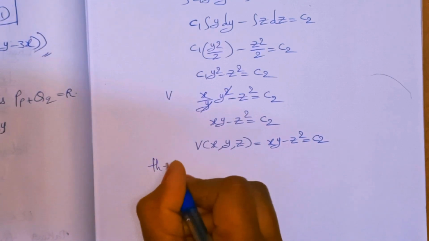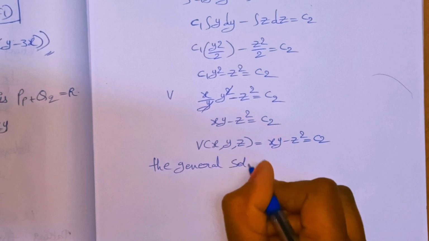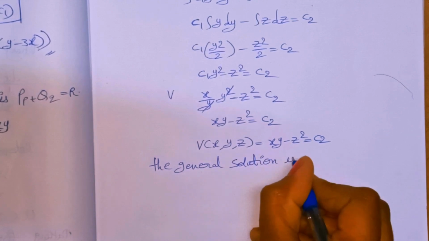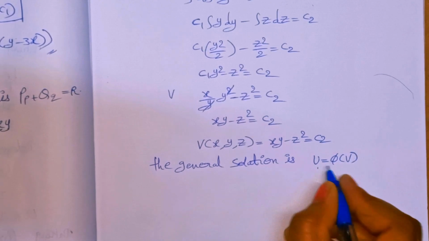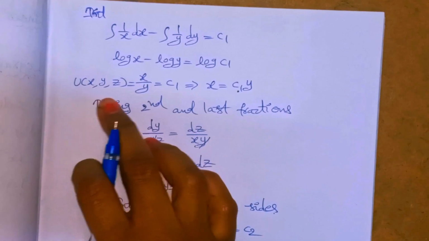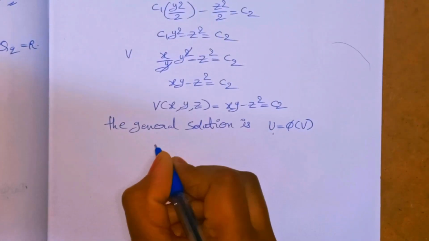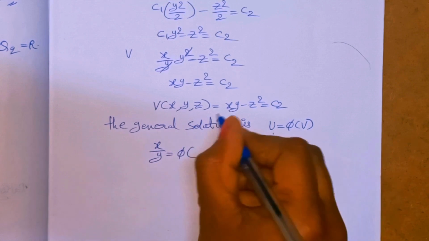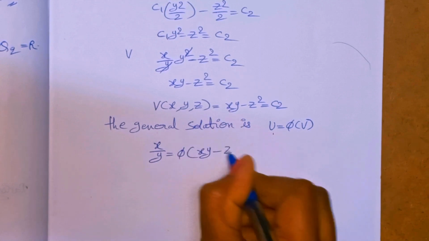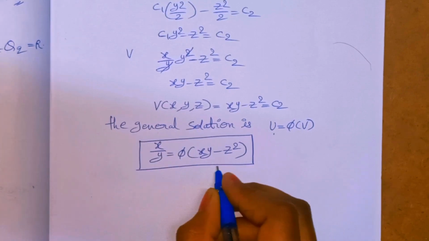The general solution is u equals phi of v. U equals x by y equals phi of v, where v equals xy minus z squared. So x by y equals phi of xy minus z squared.